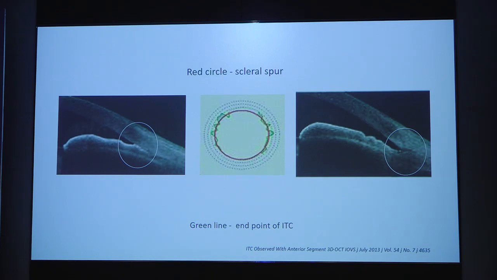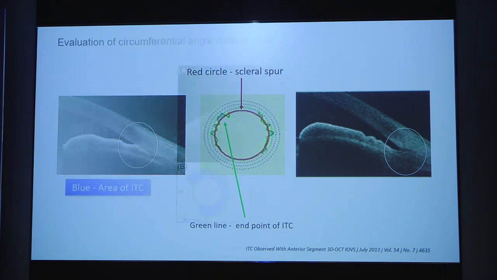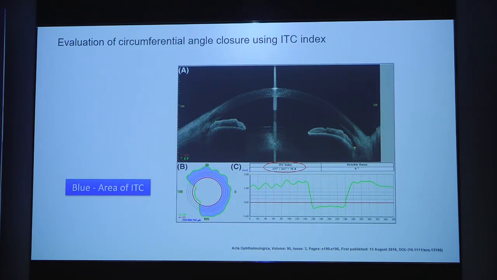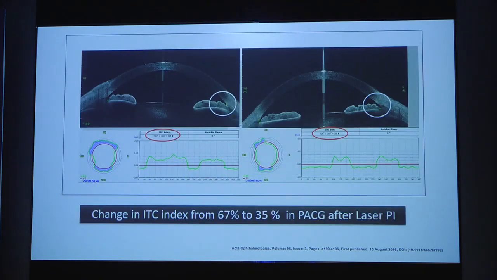So ITC index gives an extent of angle closure in the 360-degree circumference. So the red circle is the scleral spur here, and the green line is the end point of ITC. So we can exactly measure the index. So you can see the blue area is the contact of the trabecular meshwork to the iris. So this is an area of ITC, and here we can see that there is a change in ITC index, that is 67% contact was there, which has reduced to 35% in PACG after a laser PI. So this is an important finding, and maybe it can be considered in future studies.